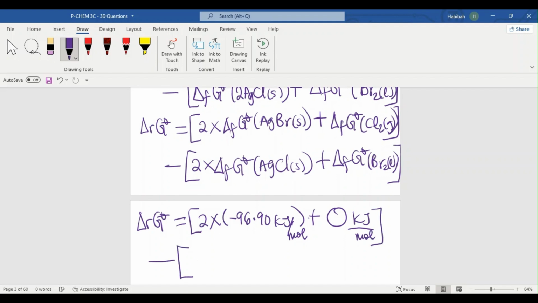Now we're going to deal with the reactant side. 2 times the Gibbs energy of formation for AgCl solid. We have that to be negative 109.79 kilojoule per mole. And we have the Gibbs energy of formation for bromine liquid to be simply 0 kilojoule per mole.